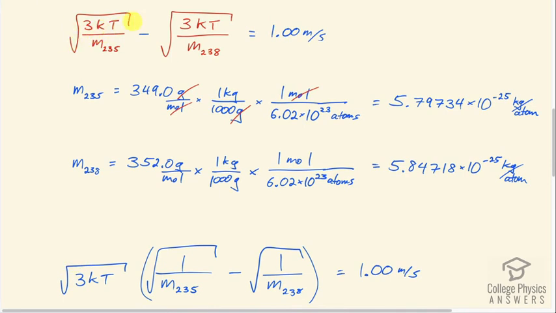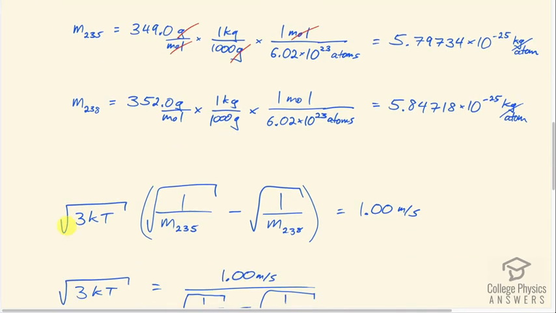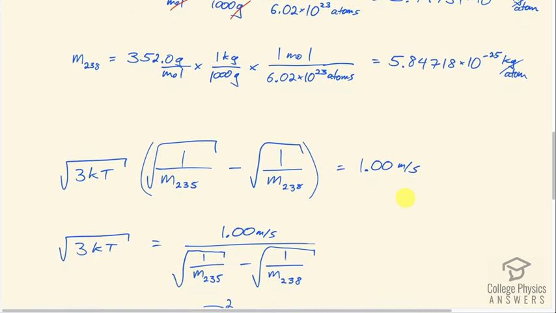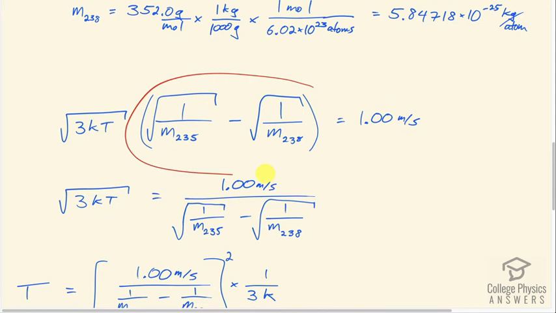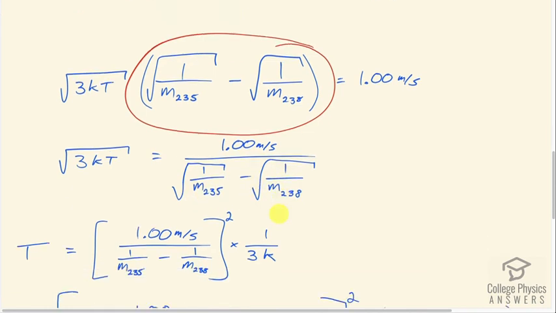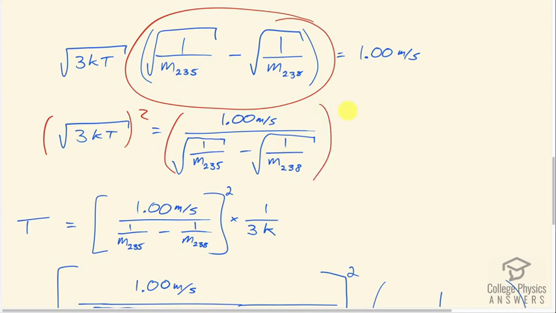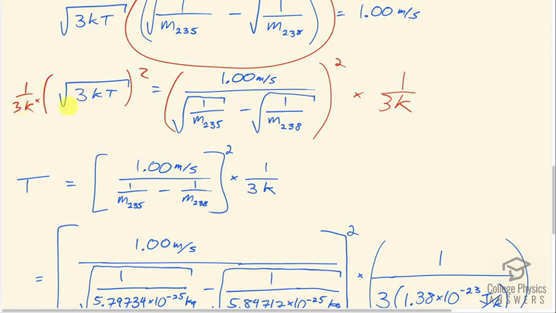So the square root of 3kT can be factored out from both of these terms. With square root 3kT times the bracket of square root of 1 over m235 minus square root of 1 over m238 equals 1 meter per second, we'll divide both sides by this bracket. And so we have square root 3kT is 1 over the bracket of square root of 1 over m235 minus square root of 1 over m238. Then we'll square both sides, and then afterwards divide by 3k, or multiply by 1 over 3k, which is the same as dividing by 3k, and that isolates T on the left side.